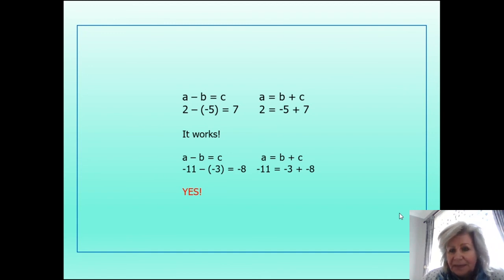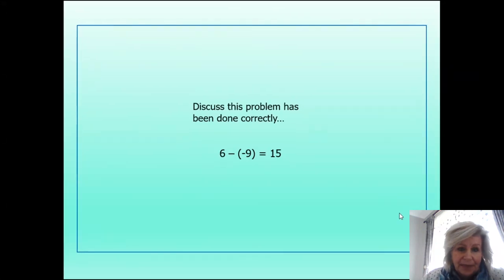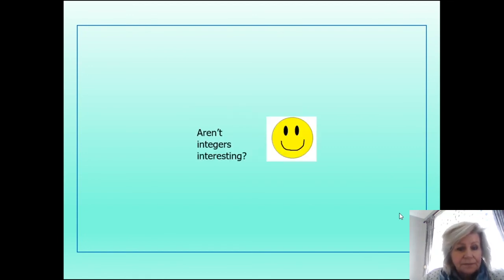A is equal to B plus C. 2 is equal to -5 plus 7. Yes, it is. So it does work to actually test it like this. Discuss this problem, whether or not it has been done correctly. Okay, so we've got 6 minus -9. So you've got brackets. 6 plus 9, is it 15? Right, aren't integers interesting? I hope that helped you guys.